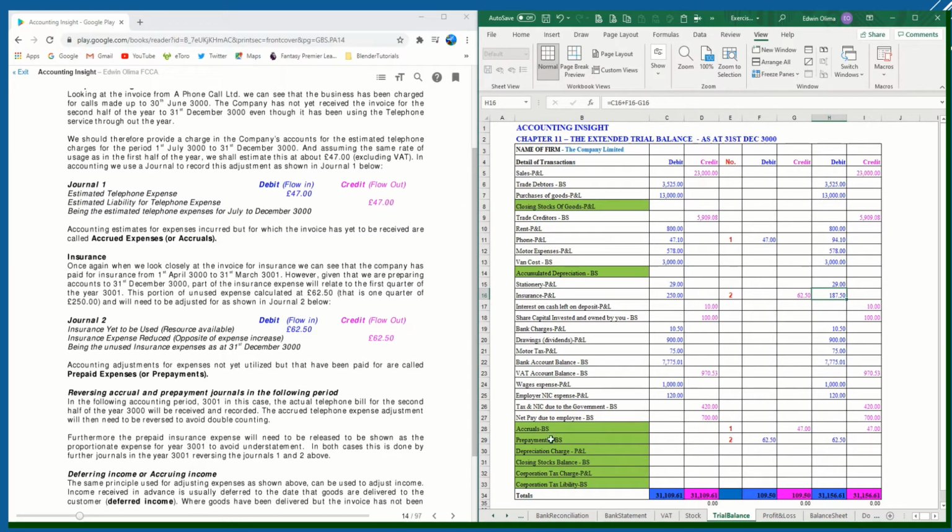In my working trial balance here, I've labeled each of the accounts as either profit and loss accounts or balance sheet accounts. BS is balance sheet accounts, P&L is profit and loss accounts. So you can see with insurance, we're reducing the P&L, so we're crediting the P&L account. Obviously, we need to do double entry, and we show the other side as a prepayment, an asset yet to be used, and it's in the balance sheet.